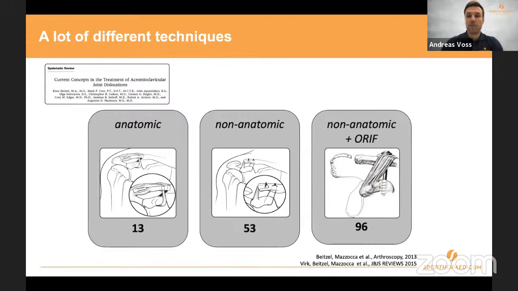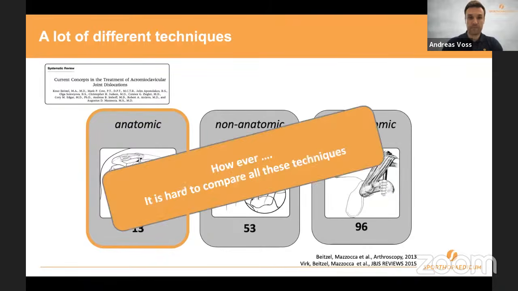Basically, we have these 3 types of different approaches. We have an anatomic reconstruction, we have non-anatomic reconstructions, and we have non-anatomic reconstruction with open reduction and internal fixation. And as we know from the clinical studies we have right now, we have the best outcomes when using anatomical procedures. However, it is very hard to compare all these different techniques because they use different measurements and they use different implants.